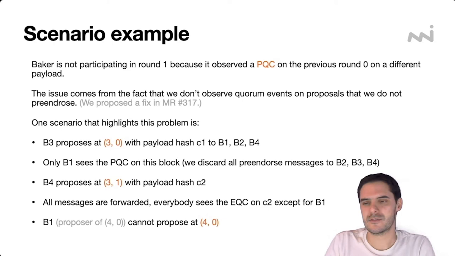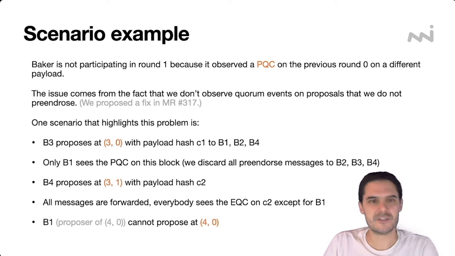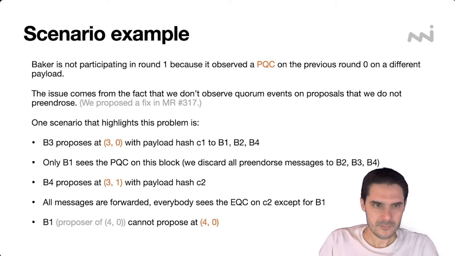So the automaton works in a way that it must first observe the pre-announcement quorum and then moves on to the next stage, where we actually wait for the announcement quorum to be reached, and then moves on to the next block. So the scenario aligns with this problem. This is one scenario that can showcase this problem.